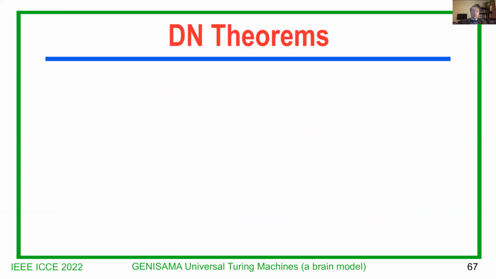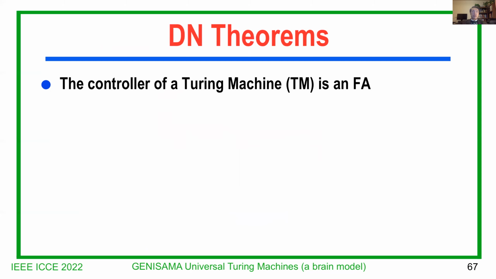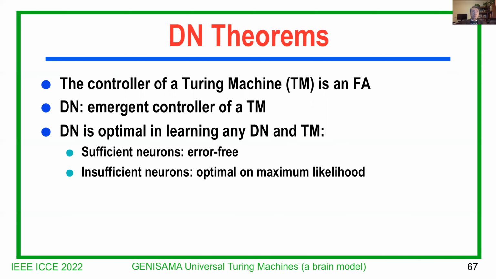So now I would like to introduce some developmental network DN theorems. And if you're interested, you can look at the proof. First, the controller of a Turing machine is FA. DN is the emerging controller of a Turing machine because it learns any FA. DN is optimal in learning any FA and any Turing machine. If we have a sufficient number of hidden neurons, then it could be error-free. By the way, any Turing machine is finite. So if you have a enough finite number of neurons, then it's learning error-free.